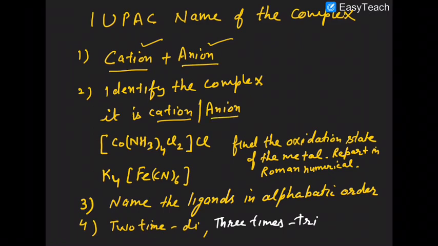Now, look at the first case. In the first case, the complex is a cation. In the second case, the complex is an anion. Are you sure about that? How the names of the complex cation and anion will change, we will learn in due course.